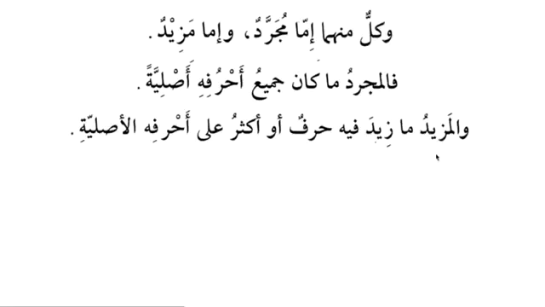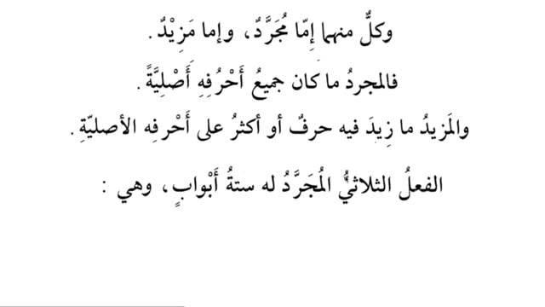What does it mean? And as for the mazid fihi, ما زيد, that which is زيد is your فعل مجهول, زاد يزيد, زيد, that is increased in it. What is increased? حرف is your naib file. أو أكثر على أحرف الأصلية. So either 1 letter is increased or more than 1 letter has been increased in mazid fihi. الفعل الثلاثي المجرد له 6 أبواب. That's what we said. The mujarrad has 6 abwabs.